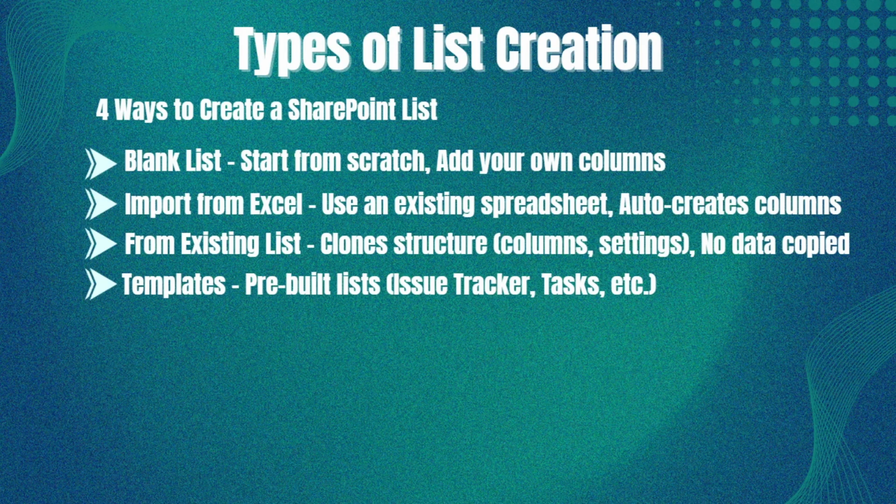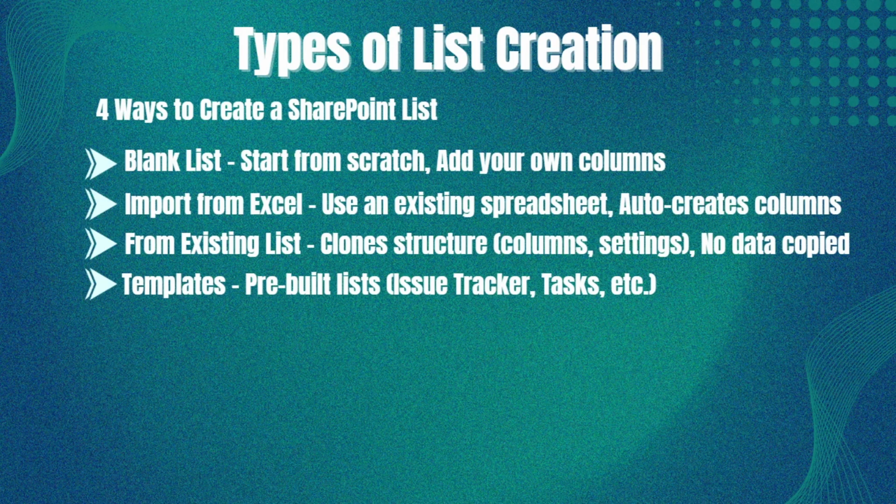Second is import from Excel. If the data already exists in Excel, this is the fastest option. For example, HR has an Excel file on employee records. Just upload it. SharePoint will convert it into a list, but the Excel must be formatted as a table.